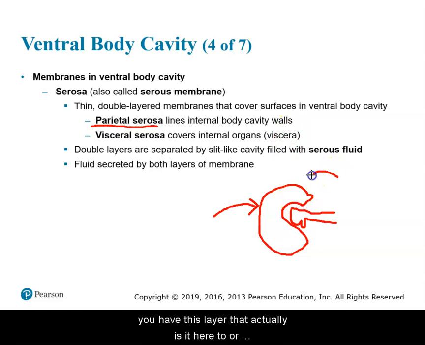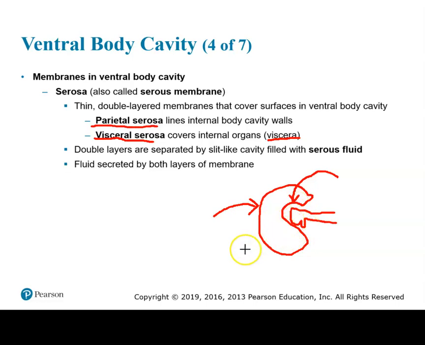And then you have this layer that is adhered to or touches your actual fist. Imagine your fist being an organ within the ventral body cavity. So this layer that is touching your fist is known as the visceral serosa. We know that visceral means pertaining to organs. This serosa is what covers internal organs or viscera. So that inner layer covering the fist, or your fist representing an organ, that is the visceral serosa or visceral layer.